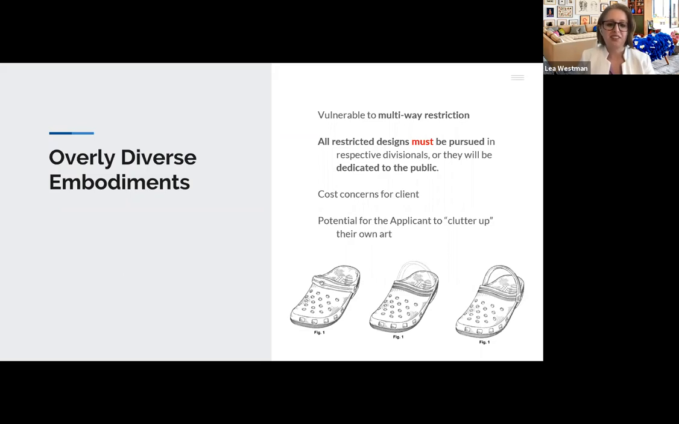So clearly this can cause some issues for the client, especially when they're thinking that they may act on more than one of these designs. And as Joe had just mentioned, there is a potential for you to make the art space very crowded with this type of design. What I find interesting with this example that we provided is you really do have to look closely, like spot the difference here.